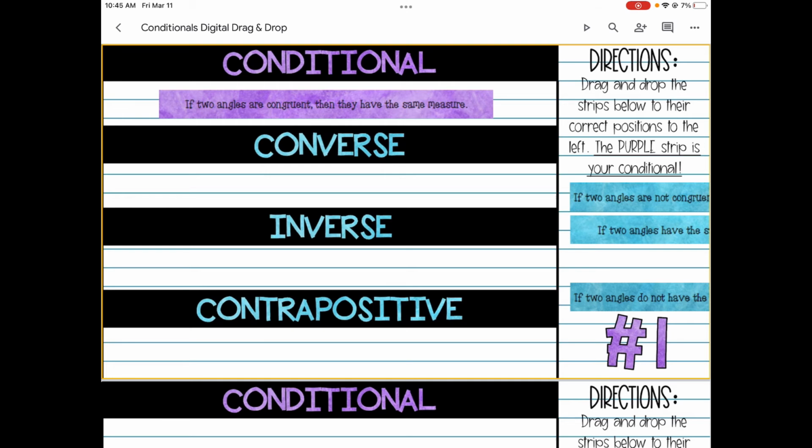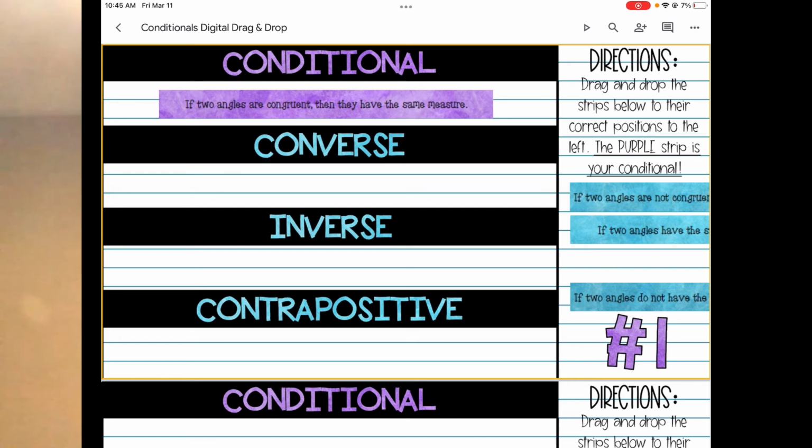Okay. The one in purple, which I already have as my conditional, is your starting statement. And then the other three in blue are the ones that either are the converse, the inverse, or the contrapositive. Okay. And so what you're going to do is click and drag it over into the right area, and I'm going to let you do that together.